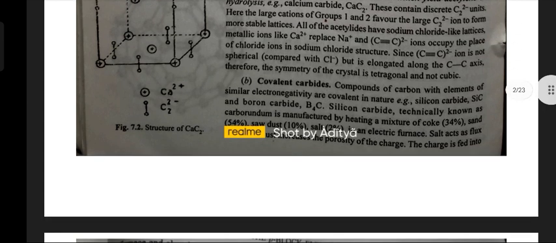The second type is covalent carbide. Compounds of carbon with elements of small, similar electronegativity are covalent in nature. Examples: silicon carbide and boron carbide. Silicon carbide, technically known as carborundum, is manufactured by heating coke 34%, sand 54%, and sawdust 10%, whereas salt 2%, in an electric furnace.